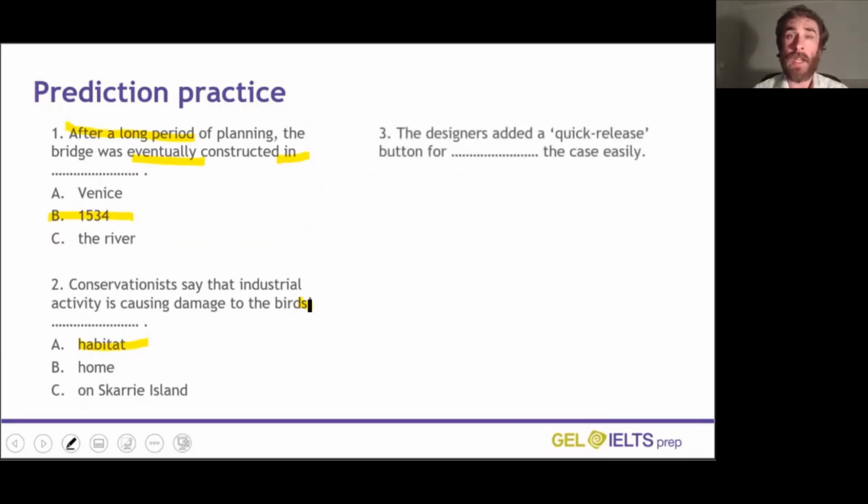3. The designers added a quick release button for gap the case easily. I'd like you to think about the grammatical form of the word that could go here. A, remove, B, removal, or C, removing? Look at the next question below this video and choose the correct option.